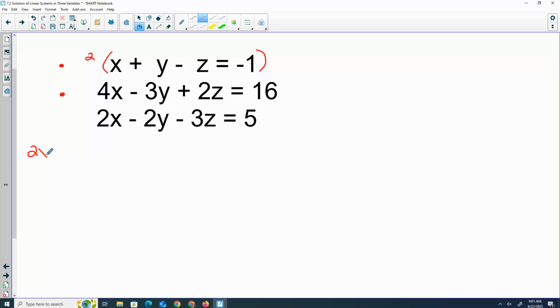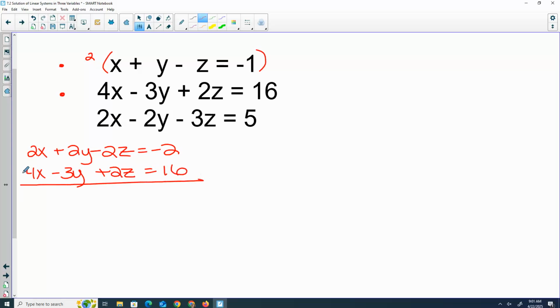So we get 2x plus 2y minus 2z equals negative 2. 4x minus 3y plus 2z equals 16. When I add these together, we get 6x minus y equals 14.